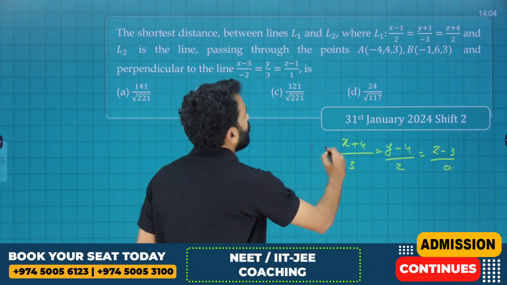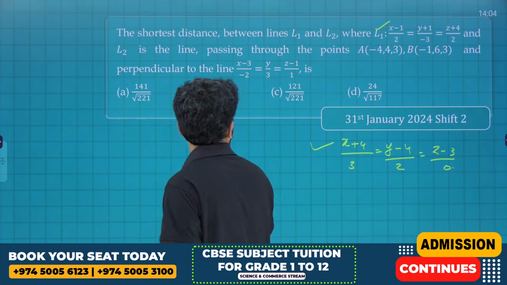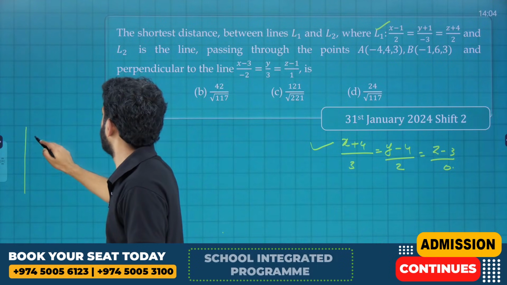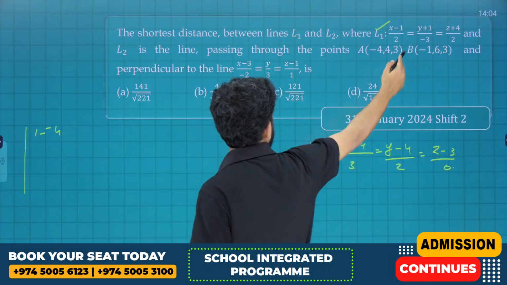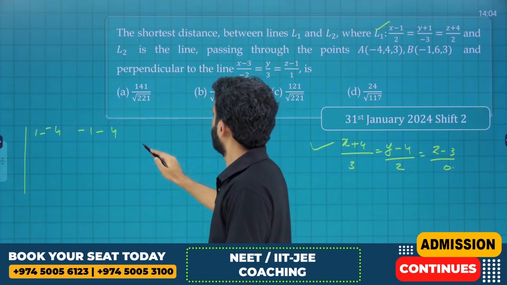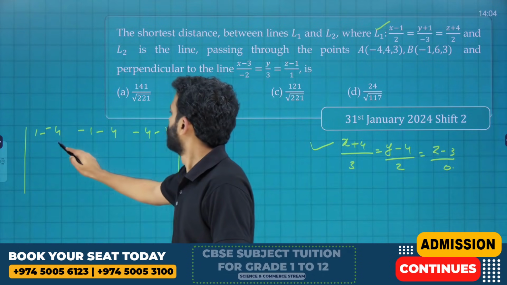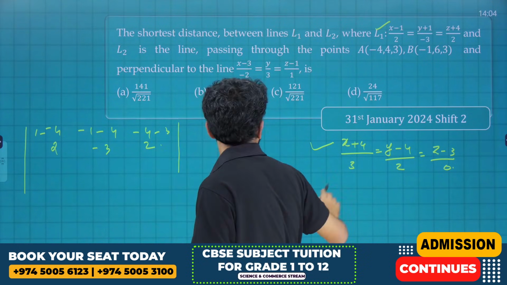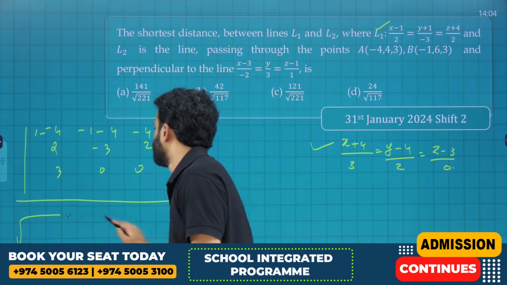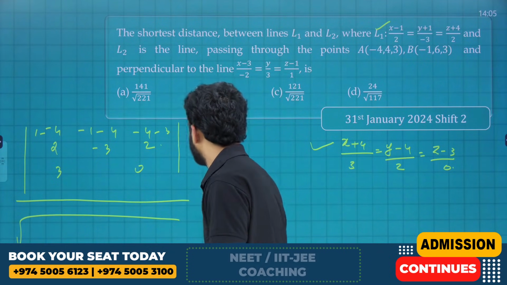Okay, so for this line and this line, we can apply the shortest distance formula between two skew lines. It will be 1 minus minus 4, that is 1 minus minus 4, this is minus 1, minus 1 minus 4, and this is minus 4 minus 4, minus 3. Divide by 2, minus 3, 2, and this is 3, 2, 0, divided by the square root of 3, 2, 0. Okay, sorry, mistake. 3, 2, 0.